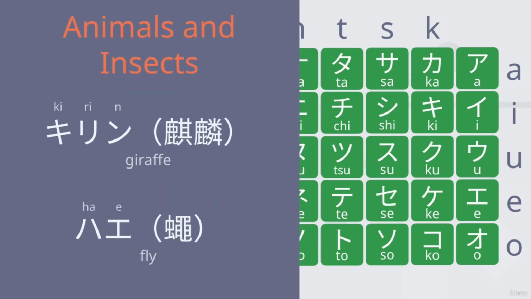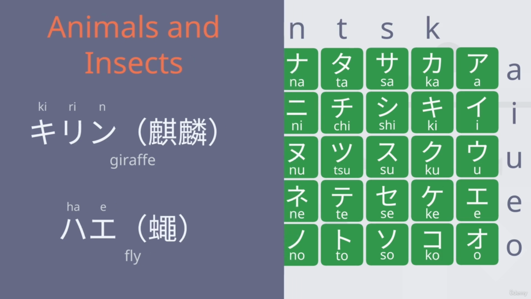Lastly, you may see Japanese words that have very difficult kanji written in katakana. For this reason, you'll often see animals and insects written in katakana. For example, kirin and hae.